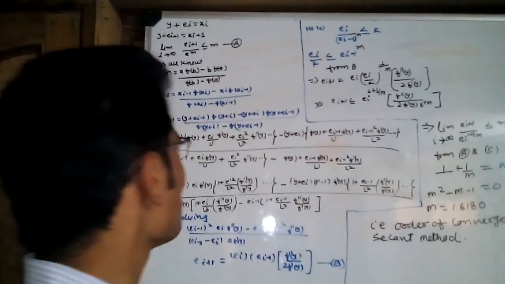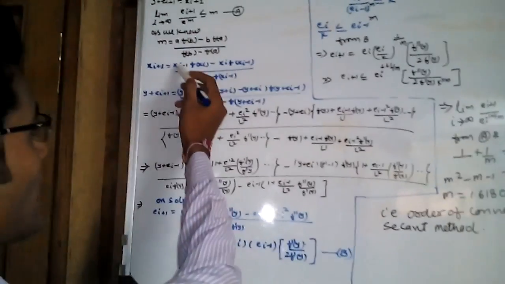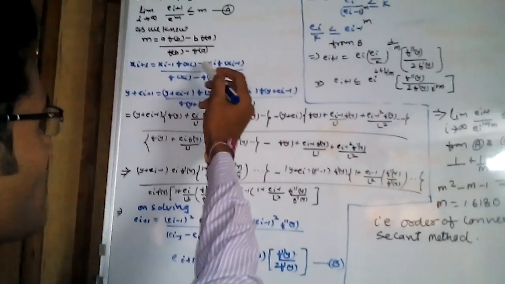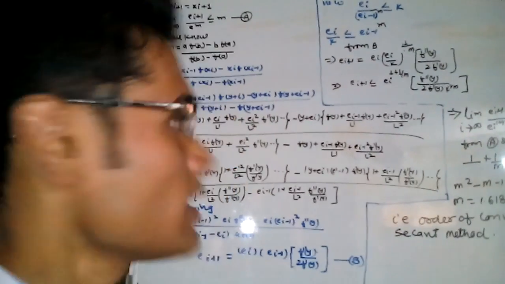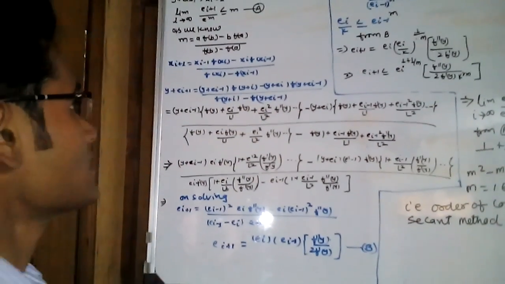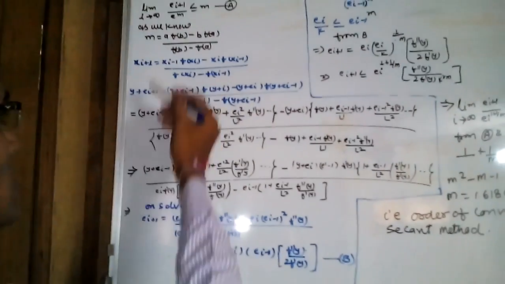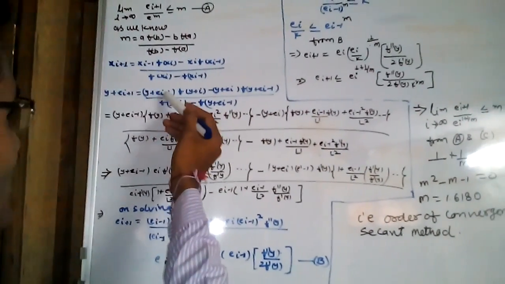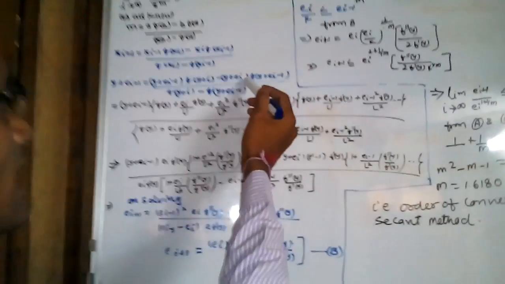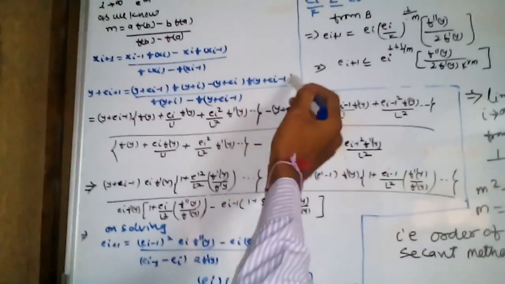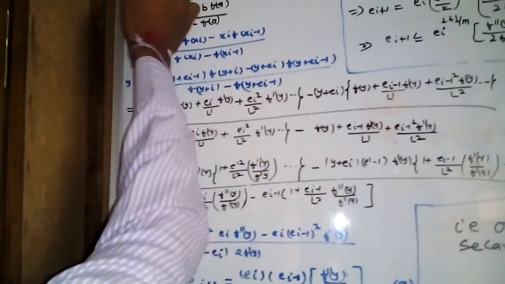Then in the same way, xi plus 1 should be written as xi minus 1 f(xi) minus xi f(xi minus 1) divided by f(xi) minus f(xi minus 1). So yi plus 1, the same step, will be written as y plus ei minus 1 f(y plus ei) minus y plus ei f(y plus ei minus 1). I am just putting in the value of xi in this manner.